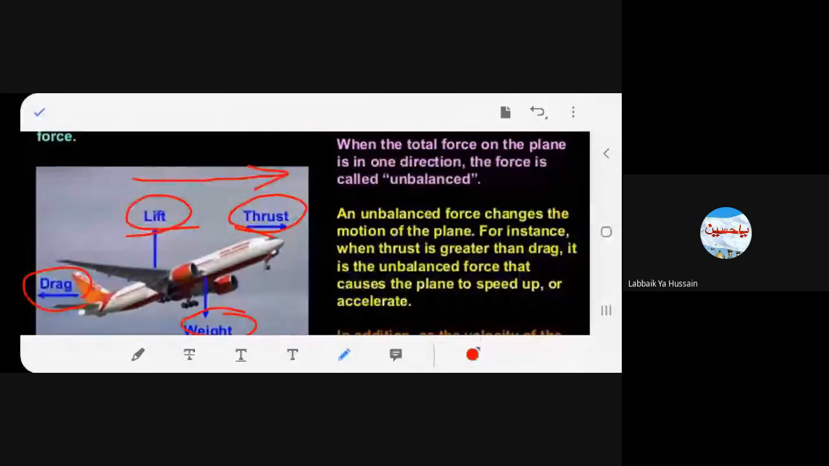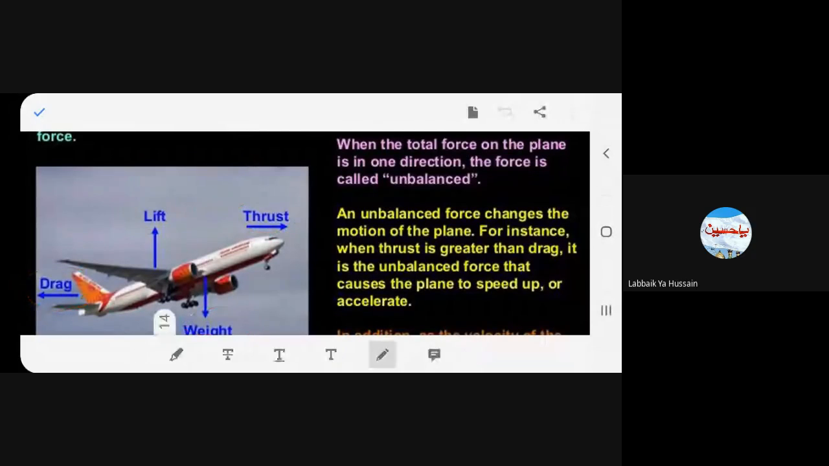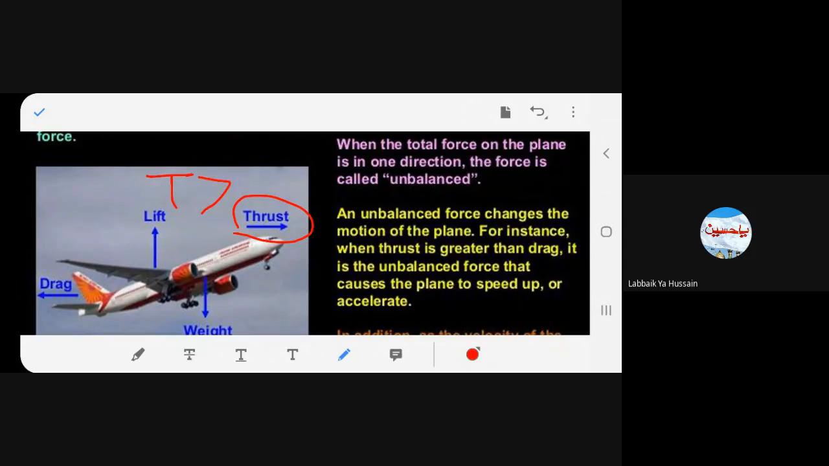So when thrust is greater, thrust is this one, T, is greater than drag, that is D, because drag is pulling behind and thrust is making it move ahead. This is the unbalanced force which makes the plane speed up or accelerate. You got my point? And then the plane moves ahead.